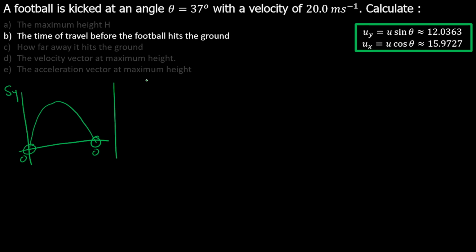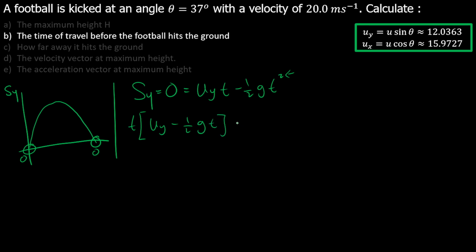So if we solve for sy equals 0, we can get two values of time. We know this to be true because sy is simply uy t minus half g t squared. This is a quadratic equation, which is basically a polynomial function with the highest order of 2. If it has a highest order of 2, that means there are two solutions. We can rearrange and take out the t to get this equation: t times uy minus half gt equals 0.